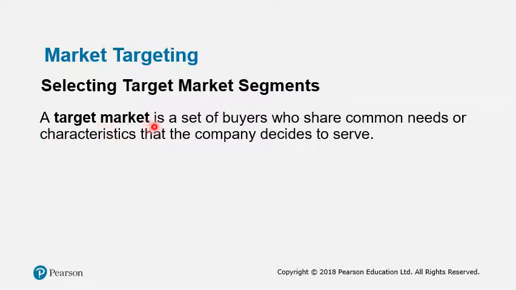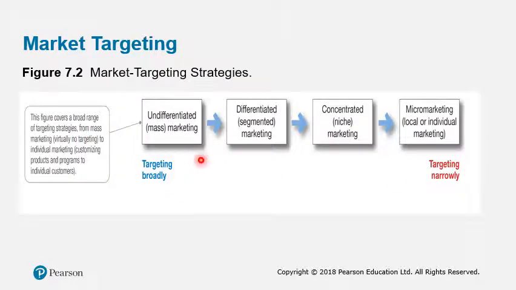So as you know, a target market is a set of buyers who share common needs or characteristics that the company decides to serve. So you have your marketing mix and you want to serve this target market. You can do four types of market targeting strategies: number one, undifferentiated, differentiated, concentrated, or micro marketing. Sometimes the companies are evolving.